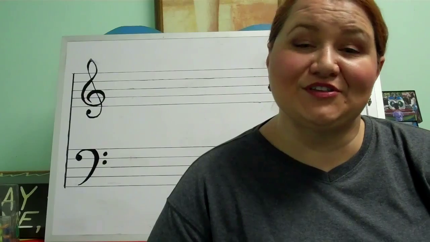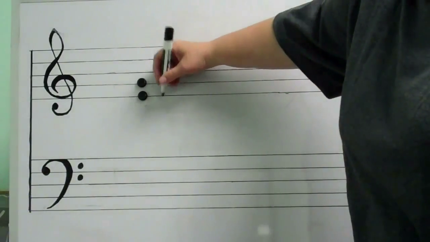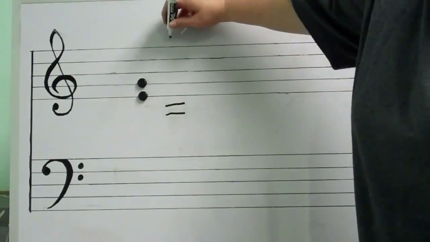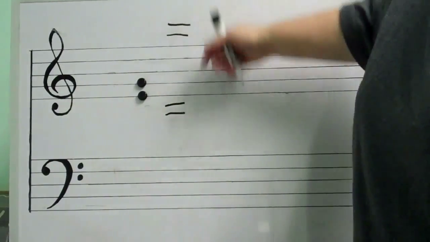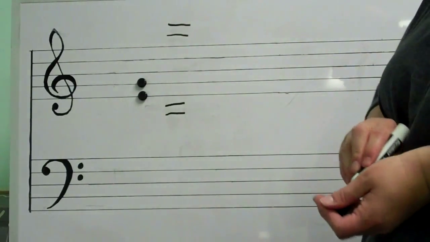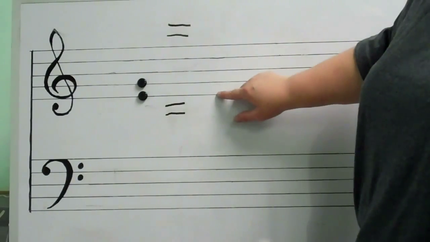Today, I would like to share with you an easy way to read notes on the ledger lines. Ledger lines are short lines that we can add to the staff, below or above, to extend our range as much as necessary. Now, you can read ledger lines the same way that you read the staff, which means that it works the same way alphabetically.